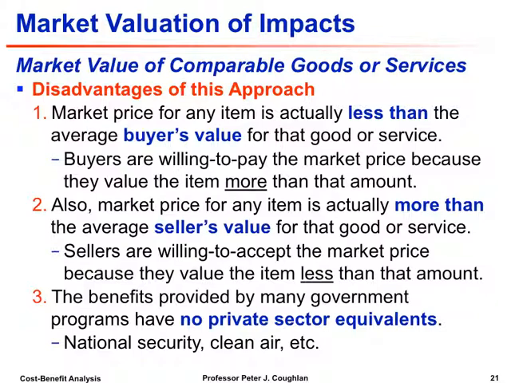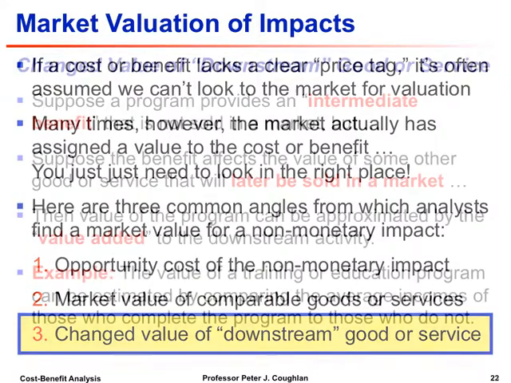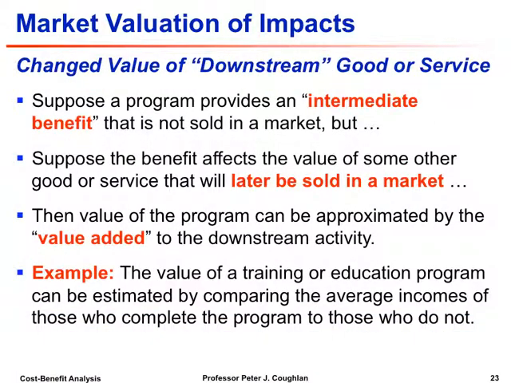There are certainly no private sector equivalents for some things that are non-monetary benefits or costs. So the last approach to market valuation of impacts is looking at the changed value of a downstream good or service. For example, suppose a government program or benefit being evaluated in a cost-benefit analysis provides an intermediate benefit that is not sold in the market, but it does affect the value of some other good or service that will later be sold in the market. Then we didn't actually buy or sell that service, but its impact affected the value of something downstream.